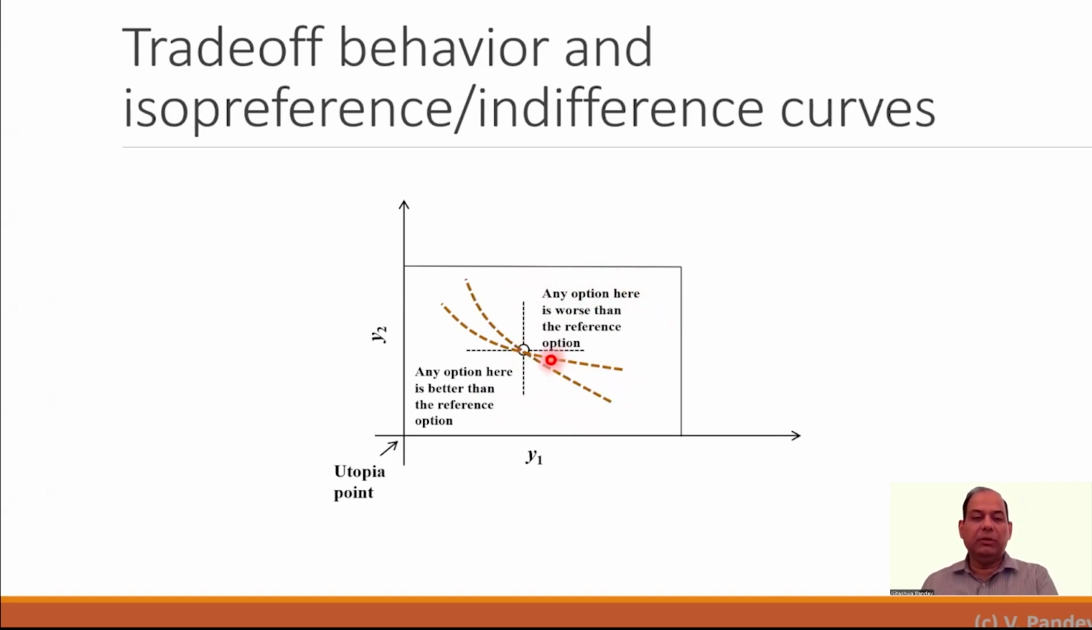That goes without saying, because if you move from this point to anywhere in this quadrant, you have simultaneously worsened both attributes. Even if you moved just straight up, you didn't change y1, but you did change y2, and you made it worse. So any option in this quadrant is strictly worse. Any option here is strictly better because you improved at least one attribute, or you improved both attributes simultaneously.